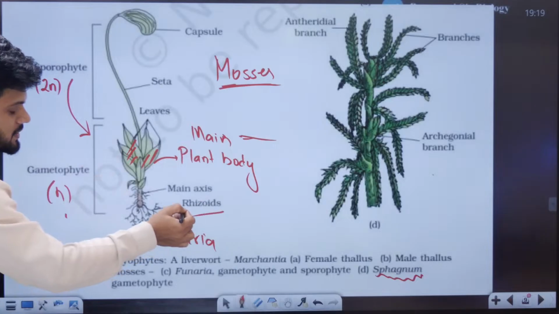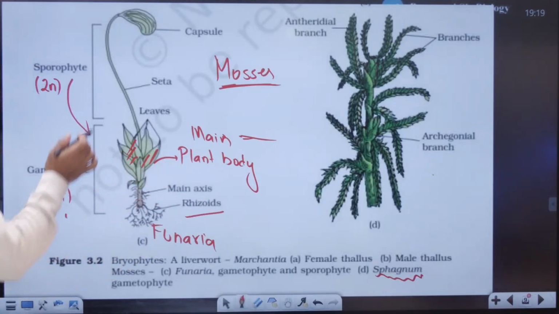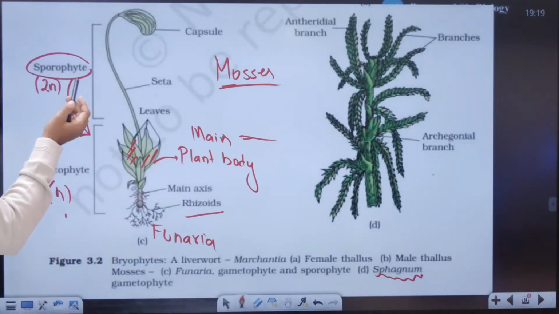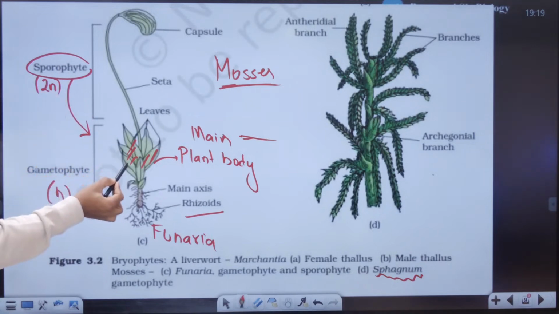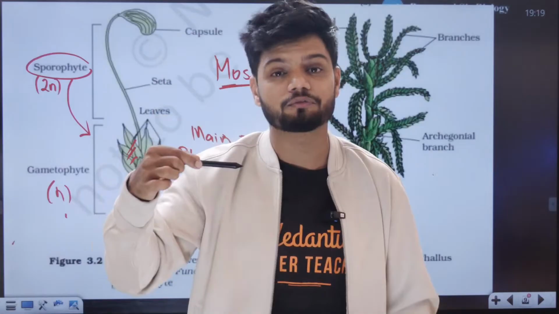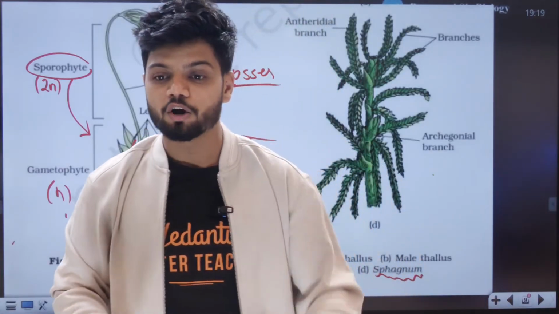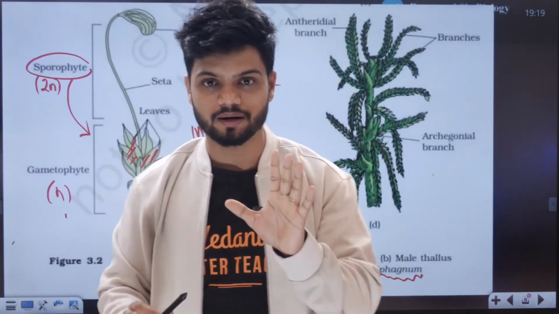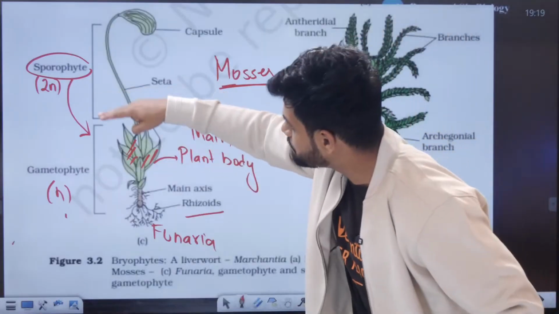has the rhizoids. On top of the gametophyte, the sporophyte is developing. Sporophyte is dependent on the gametophyte. That is very important. I hope all of you understand this point.